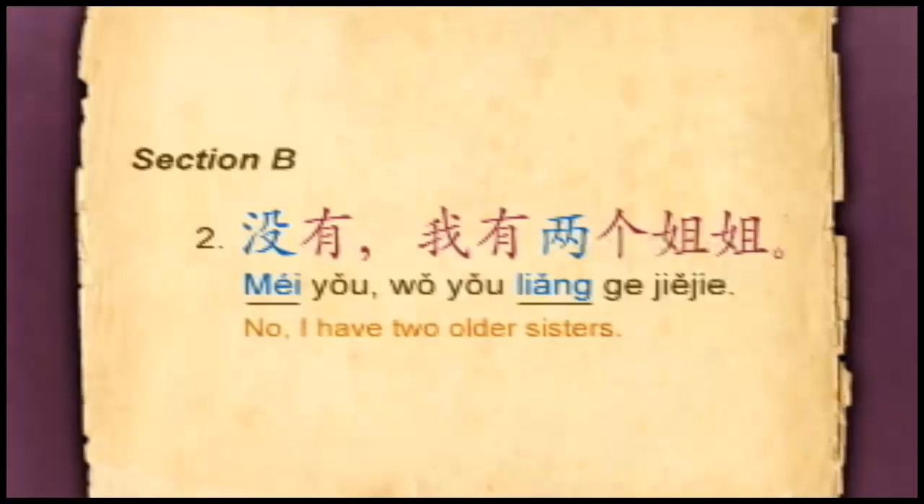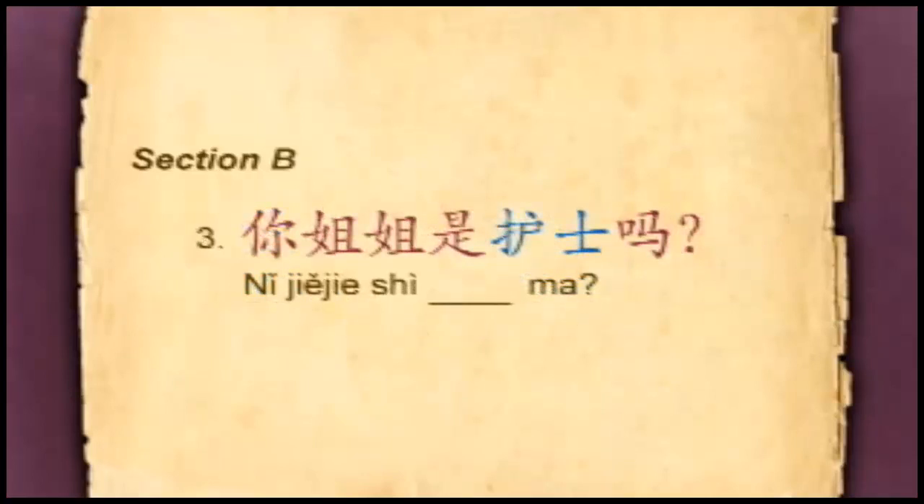Look at the third sentence. 你姐姐是护士吗？What is the missing word? Very good. 护士 is the missing word. The sentence reads, 你姐姐是护士吗？What is the translation? Good. It's very simple. Is your older sister a nurse?